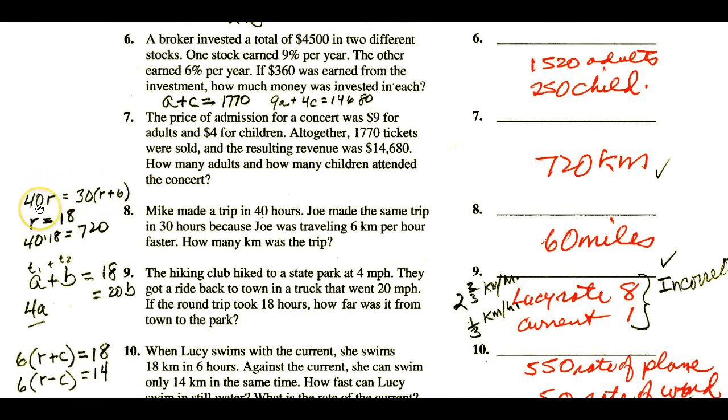So here's our time, there's our rate, or I should say 30 hours is time. And in order for this to be an equation, you have to add the 6 hours to this side. And you only have the one variable. Now, when you solve for R, you get 18.